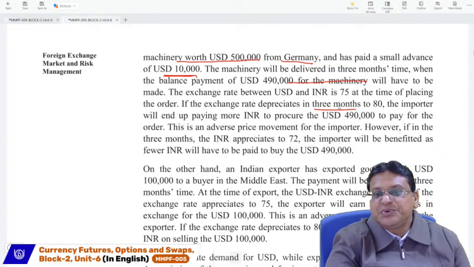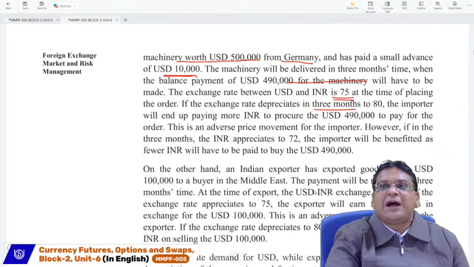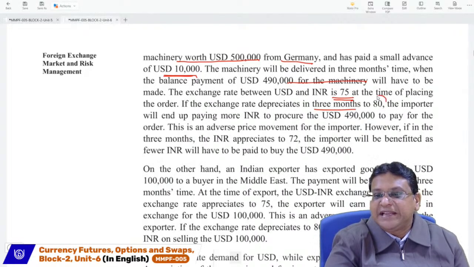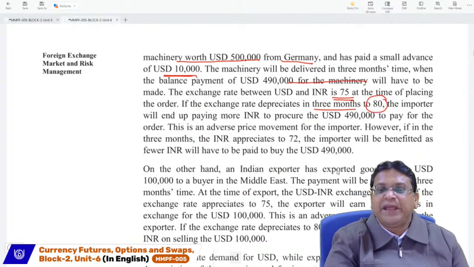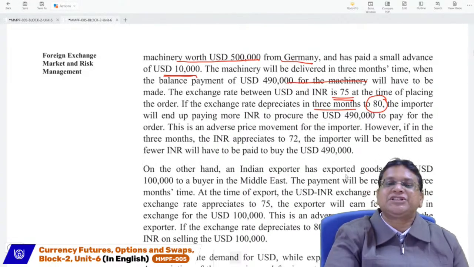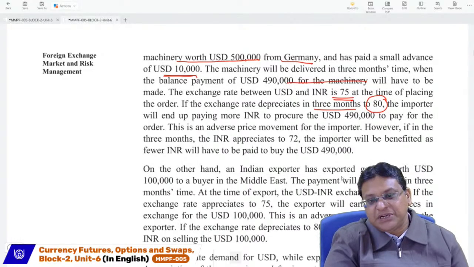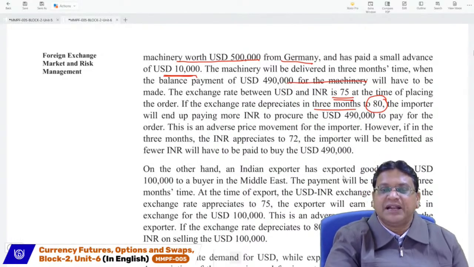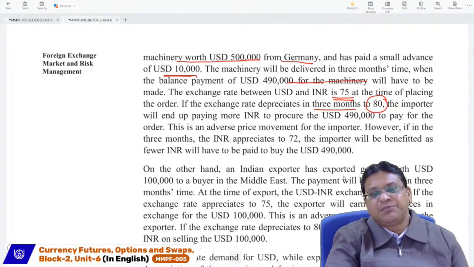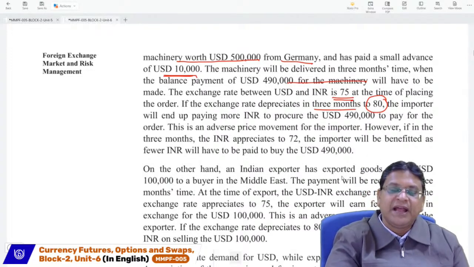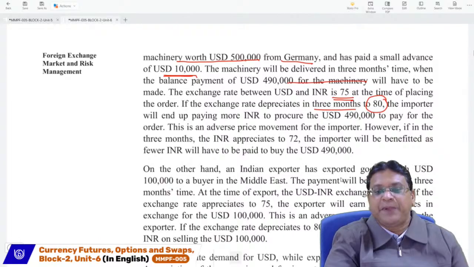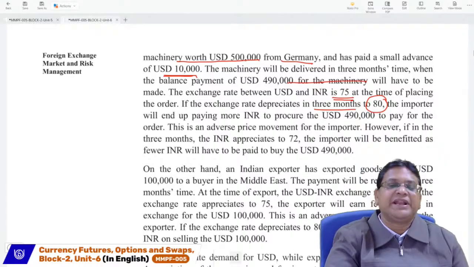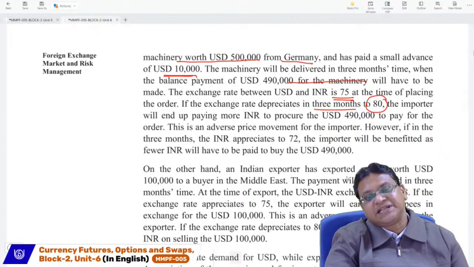Suppose today the US dollar value is 75 rupees, but after 3 months it becomes 80. So the Indian importer has to pay 5 rupees extra for each dollar. For 4 lakh 90,000 dollars, it has to pay 4 lakh 90,000 into 5 extra. That extra amount which it pays in terms of Indian rupees results in foreign exchange risk or currency risk or exchange rate risk.